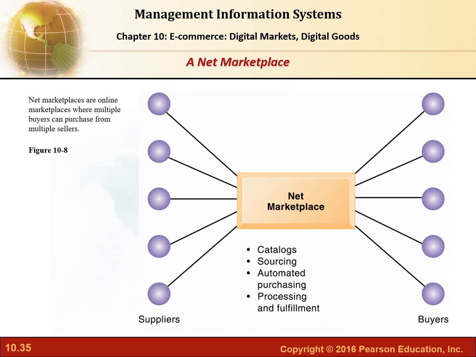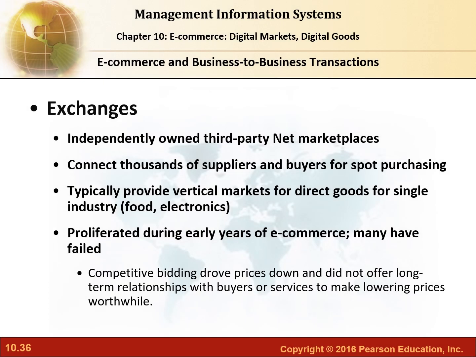Then we have, as you see, the net marketplace or e-hub. On this place, both buyers and sellers are engaged in an online marketplace. And exchanges are another way, independently owned by a third party, where many buyers and sellers are engaged. Typically they provide vertical markets for direct goods for a single industry like food or electronics. So it could be vertical or it could be horizontal. You may provide specific solutions for food, like Foodpanda, or if we talk about Uber Eats, these are some of the examples.